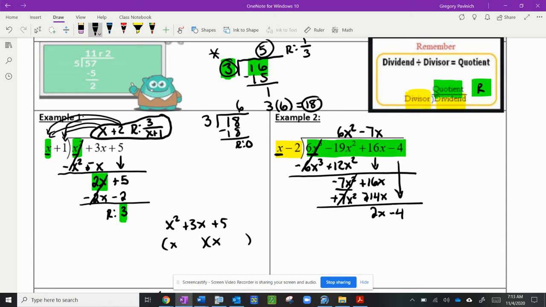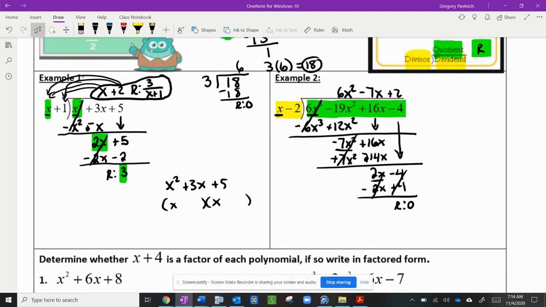Again, I'm going to say what multiplies by this x to get 2x, and that would be a plus 2. And I get a 2x multiplied to the -2, and I get -4. Distribute these both in, and they both cancel out, giving me a remainder of 0. So now I know that x minus 2 is a factor of 6x cubed minus 19x squared plus 16x minus 4. So when I get a 0 remainder, I can write my polynomial like this.